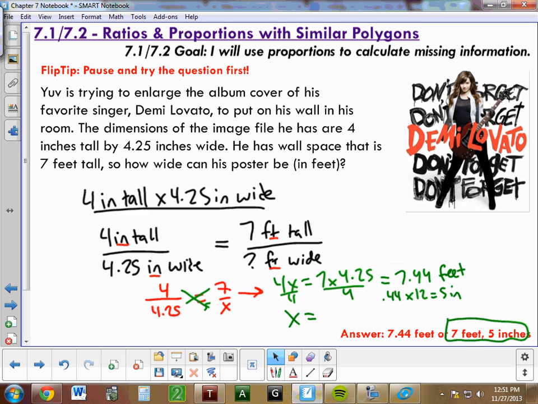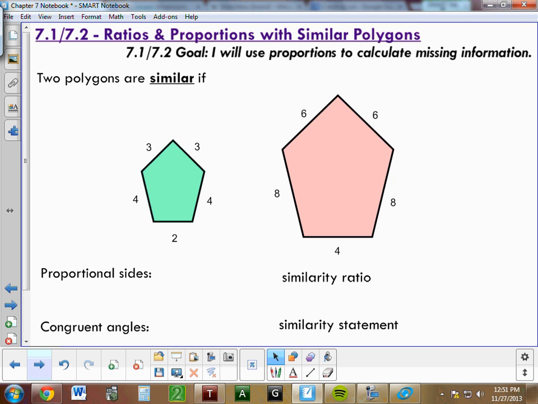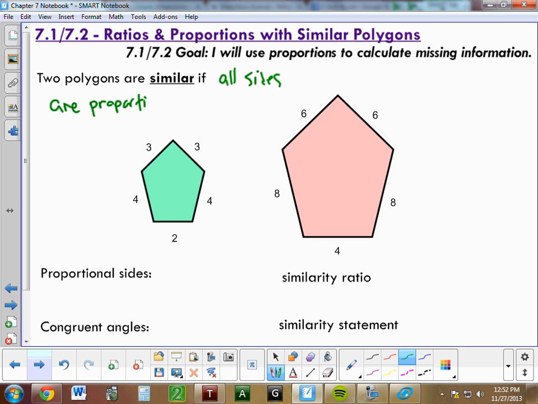So we'll move on. This is the part that covers the 7-2 material. We do two sections in this first part because I expect that you have done ratios and proportions before. It says two polygons are similar if all the sides are proportional and all the angles are the same.